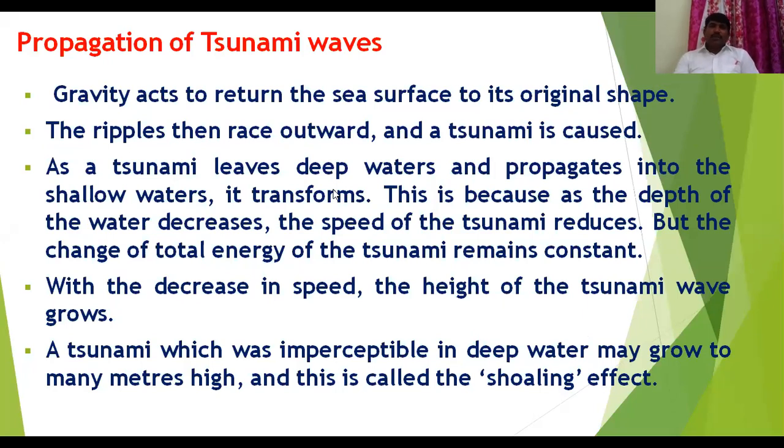As a tsunami leaves deep waters and propagates into the shallow waters, it transforms. This is because as the depth of the water decreases, the speed of the tsunami reduces. But the total energy of the tsunami remains constant. With the decrease in speed, the height of the tsunami waves goes up. A tsunami which was imperceptible in deep water may grow to many meters high, and this is called shoaling.